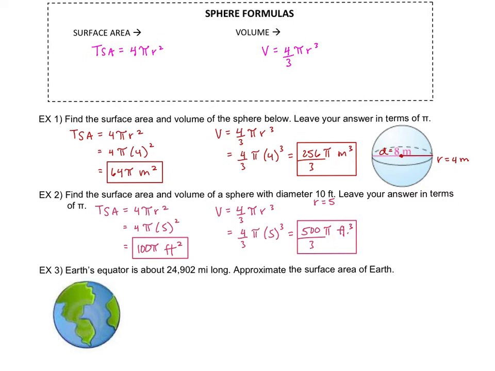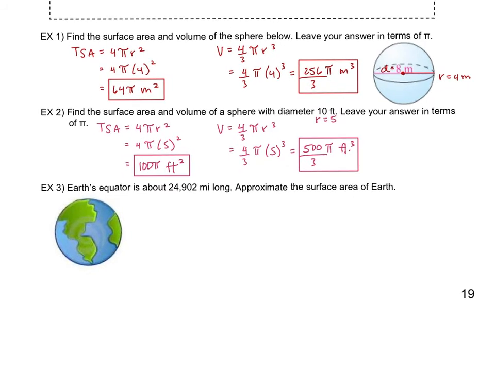Now let's look at a real life story problem incorporating circles. Maybe the surface area, maybe the volume, maybe only one or both of them. So let's go ahead and look at example 3, the last one on page 19. So it says the Earth's equator is about 24,902 miles long. Dang, that's pretty long. So it wants us to approximate the surface area of the Earth.